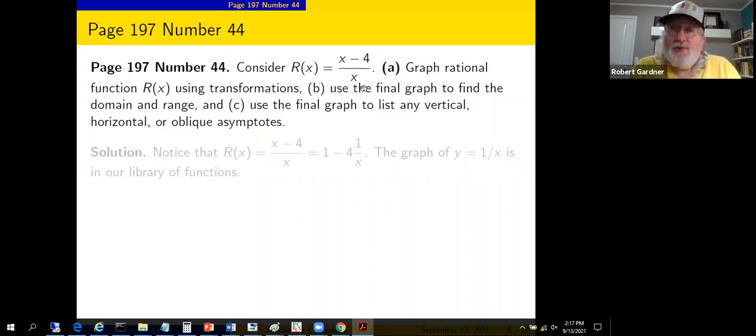This is a rational function in lowest terms. I mean, this is an x minus 4 term divided by the x term, so there's nothing to cancel. There's no common factors in the numerator and denominator. Of course, you can't cancel those x's.